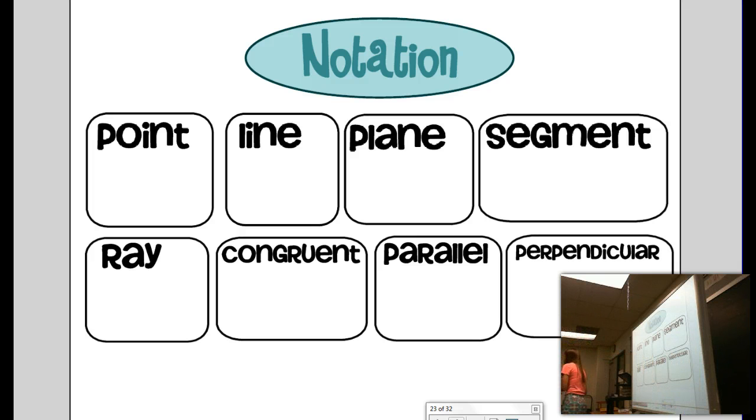A point. Capital letter. Give me a letter. A. So I'm not talking about drawing a picture. I'm talking about writing it in a sentence. Writing it as an answer. So a point, you name it with a capital letter.